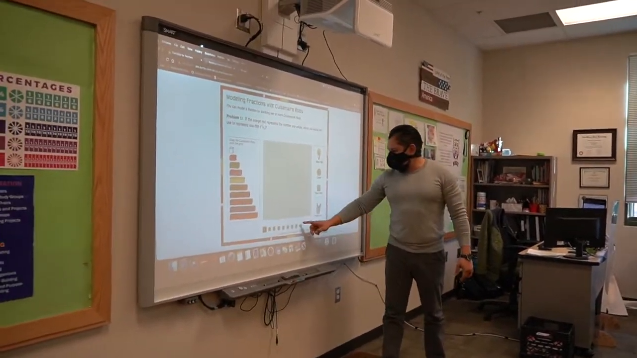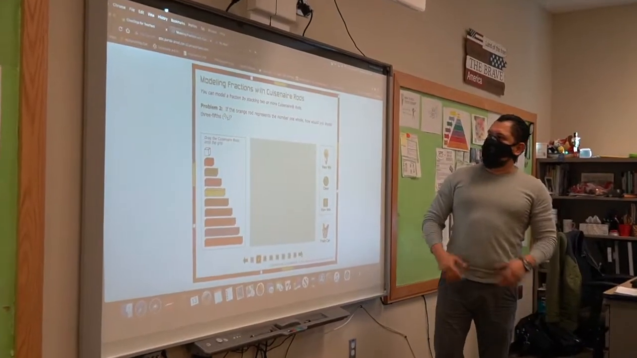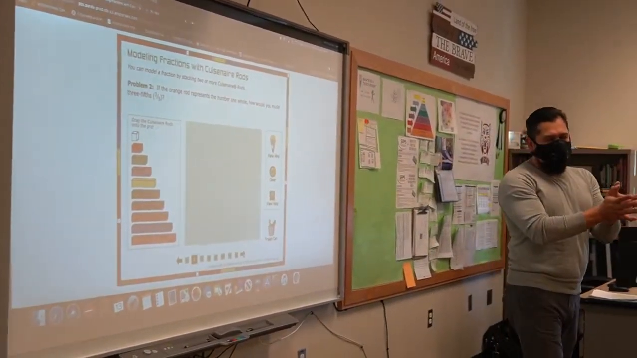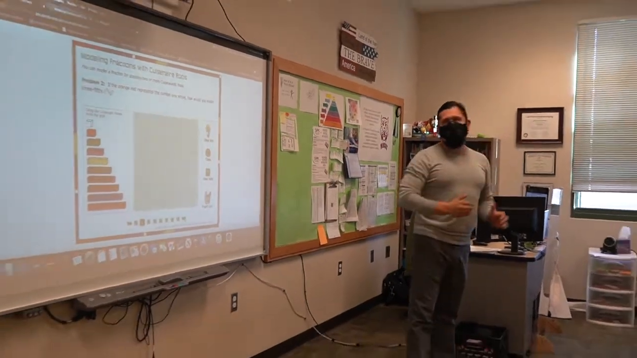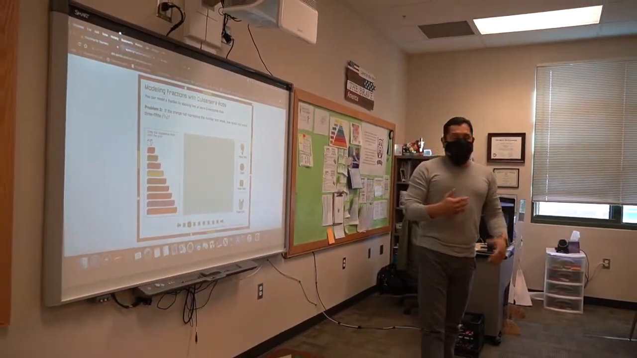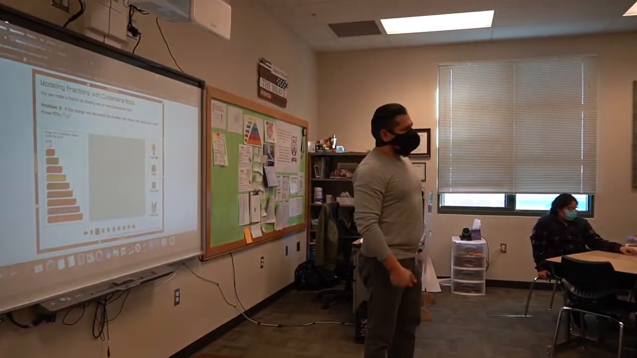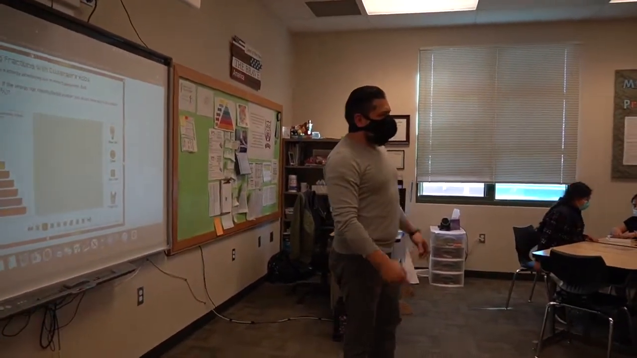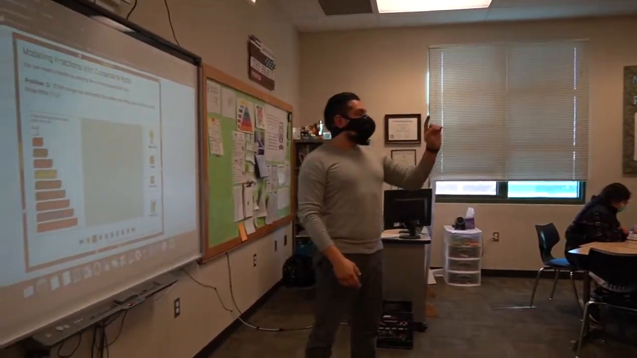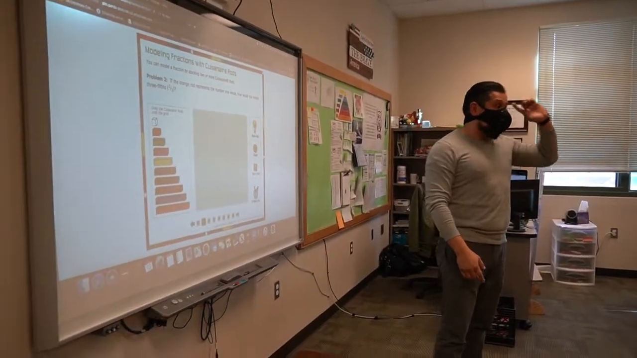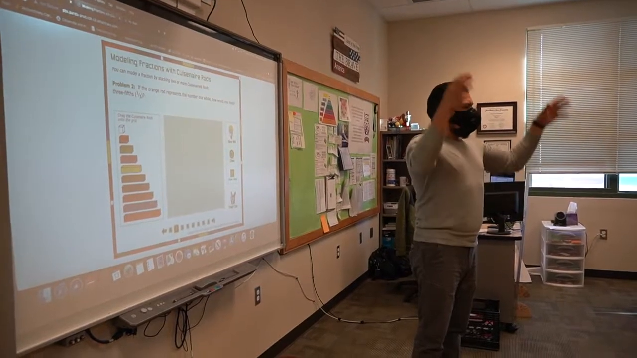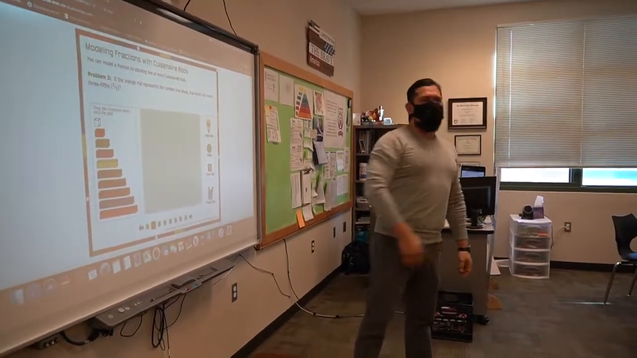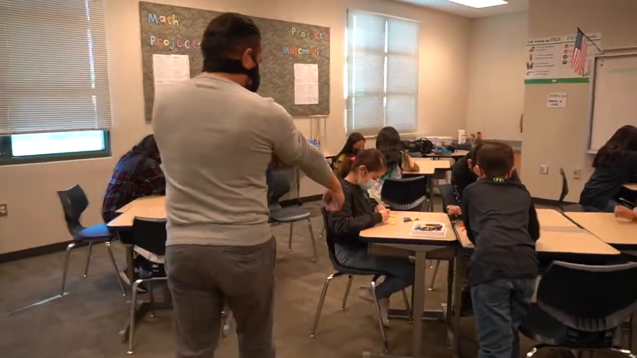Okay, so, second challenge. Okay, so if an orange rod represents still 1 whole, how would you model 3/5? Okay? Remember, if you have an idea, share it with your teammates. And if everybody agrees, you give me a call and I'll come and visit you.